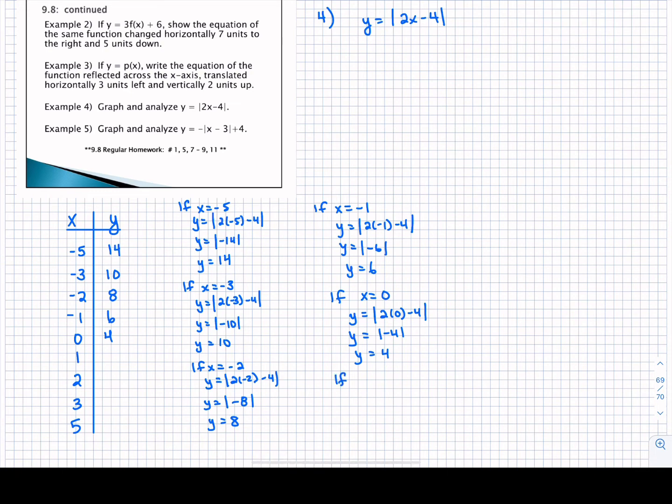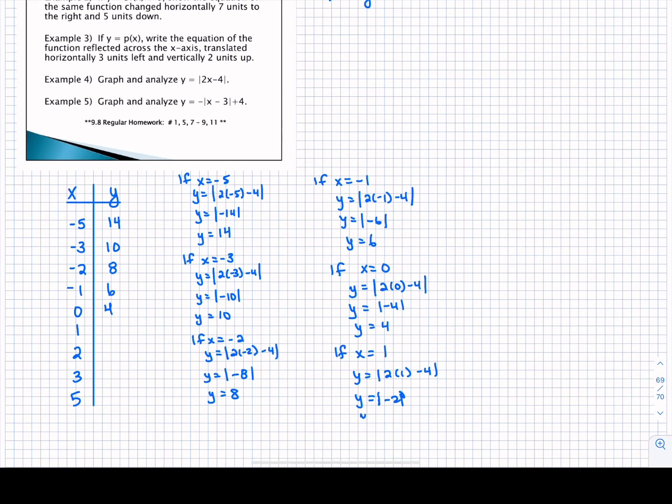Now, if x were 1, we have y equals the absolute value of 2 times 1 minus 4. And 2 times 1 is 2. 2 minus 4 is going to be negative 2. So the absolute value of negative 2 is going to be positive 2. We're starting to get a nice looking table here. So let's keep going.